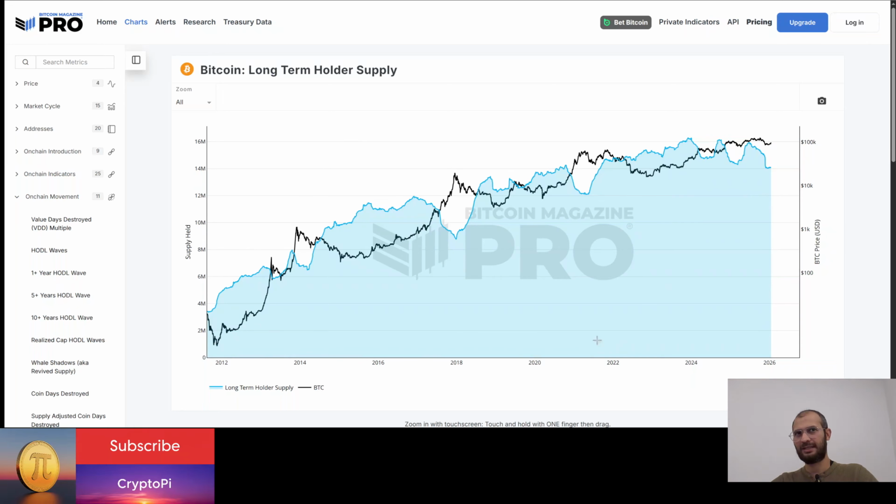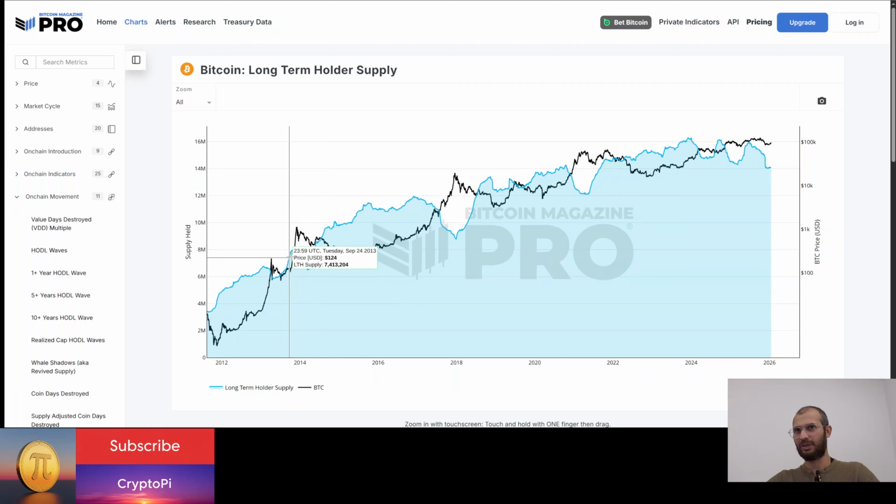What this chart basically tells us is that the black one is the BTC price, and the blue one is the long-term holder supply percentage. Long-term holders are usually considered whales. Whenever Bitcoin price went into overbought valuation, long-term holders basically sold at the all-time high.